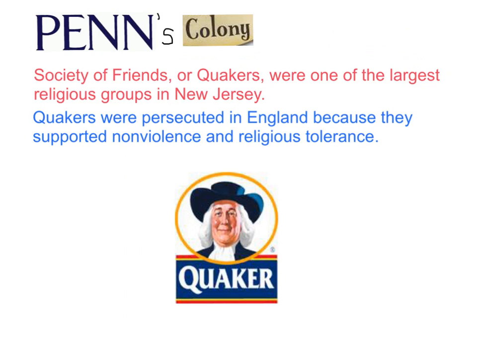A large group of religious people from England called the Society of Friends were persecuted for their beliefs, and they were looking for religious freedom. So they asked the king to give them a charter, and the king obliged, and they were allowed to come over to America. The Society of Friends is also known as the Quakers. They were one of the largest religious groups in New Jersey.